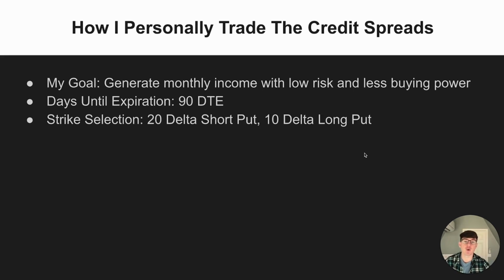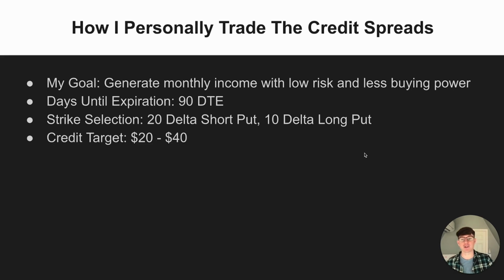Strike selection. How do I pick my strikes personally? In general, most people do a 30 delta for their credit spreads. I prefer to have a higher win rate. So instead of doing a 30 delta, I do a 20 delta short. So I sell the 20 delta put and then I buy the 10 delta put. And so that way I'm further away from the stock, which increases my win rate and leads to a more consistent return.